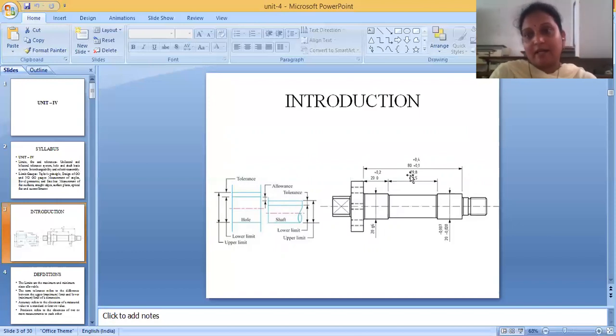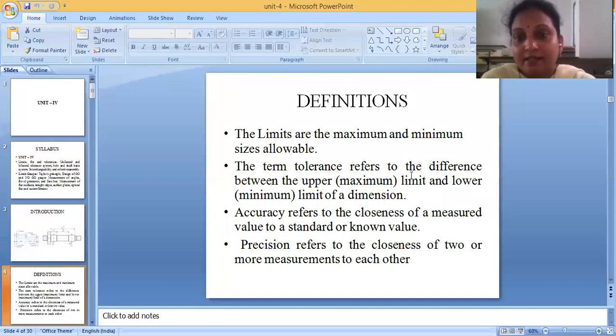So now let us look at the definition. Accuracy refers to the closeness of the measured value to a standard or known value. It means whatever the value you want, how close you are to that value is its accuracy. Precision refers to the closeness of two or more measurements to each other. It means how many times you are getting the same value or the nearest value. It's called its precision. So this is about the limits, tolerance, accuracy and precision.